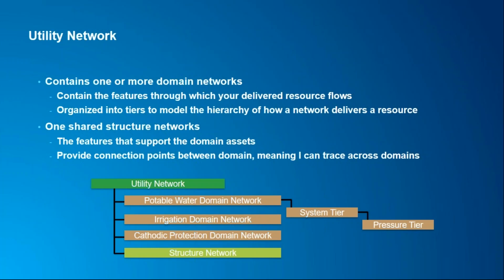The other key area of the structured network is that it allows us to cross, that is, it is a connection point between our different domain networks. So if we're modeling a sewer system and a storm system, and we have a combined sewer and storm system in certain parts of the city, we can actually use that structured network to trace between those different domains. So in times of a rain event, if we need to figure out the path of our CSO path, we can actually trace between those systems.